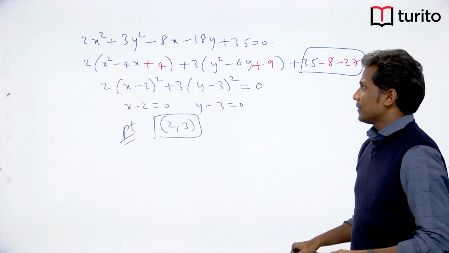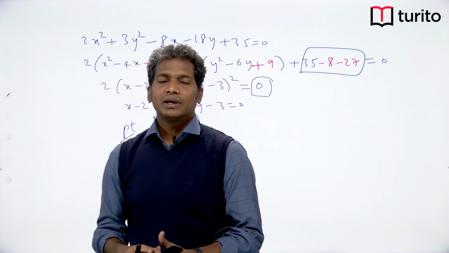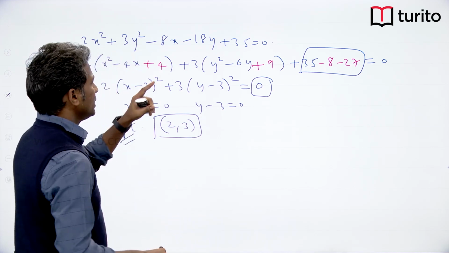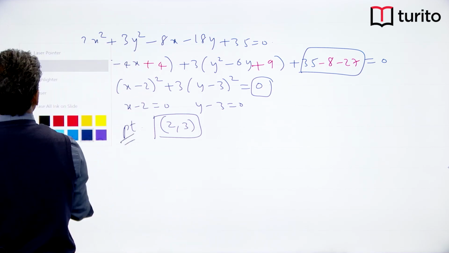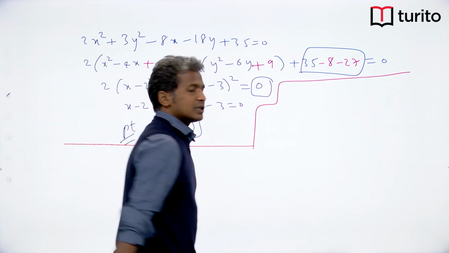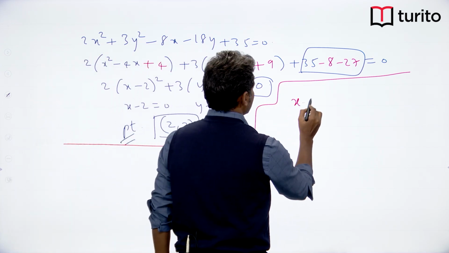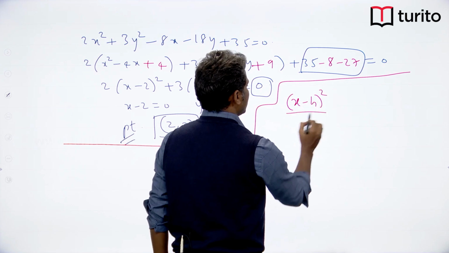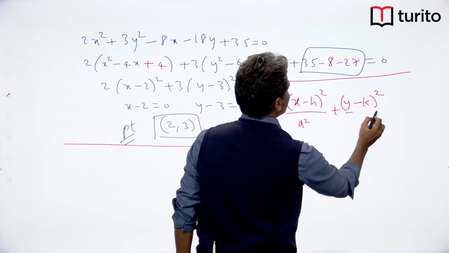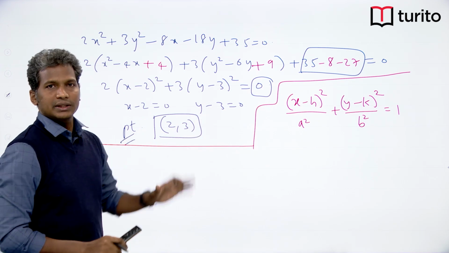Now, this is one idea. Now, the next is, suppose let us say this 0 did not come, let us say you got a constant there, then how to proceed? If it was a constant, that I will do in the red. Okay. So, suppose let us say after we simplify it, we got an equation like this, x minus h whole square by a square plus y minus k whole square by b square is equal to 1. We got an equation like this.